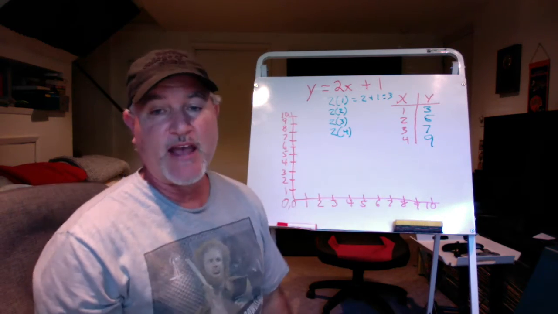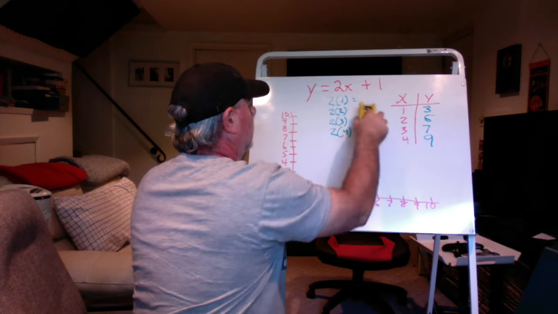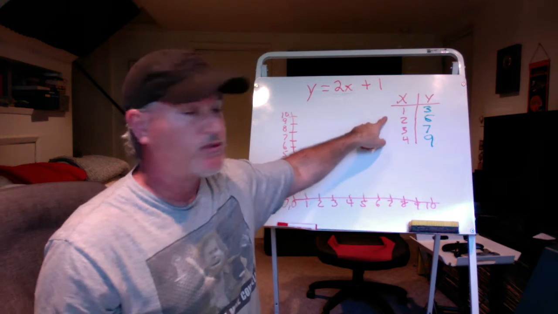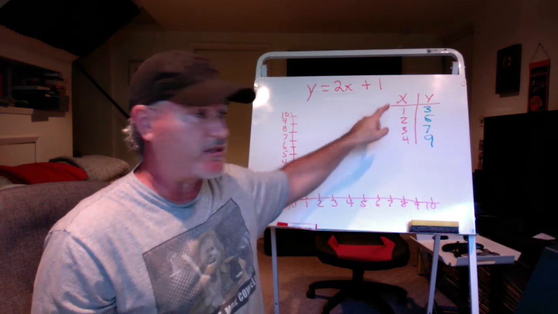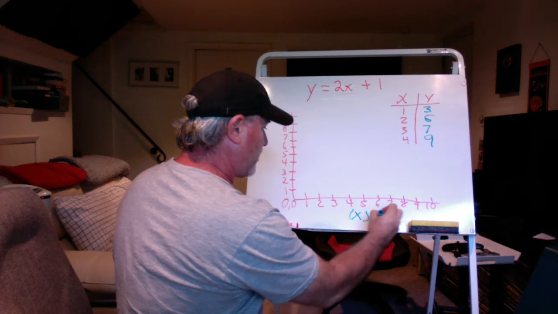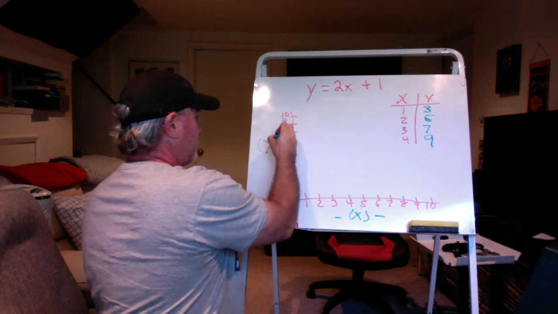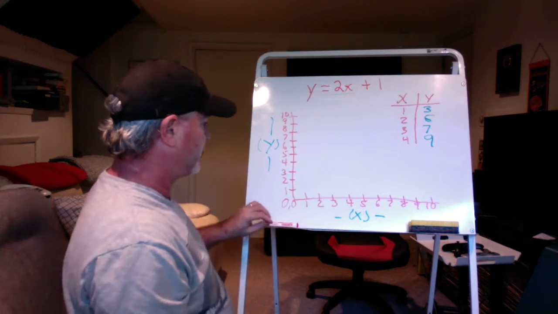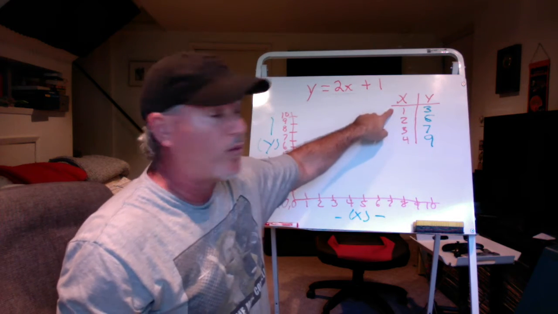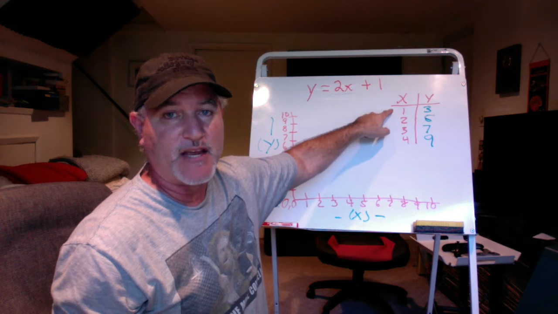All right, so now we have our XY table. That's part 1. Now we're going to use our XY table to plot points. Remember, this is the X coordinate down here going across, and this is the Y coordinate going up and down. So the X is first, then comes the Y. All we're going to do is plot the numbers exactly the way the XY table says.